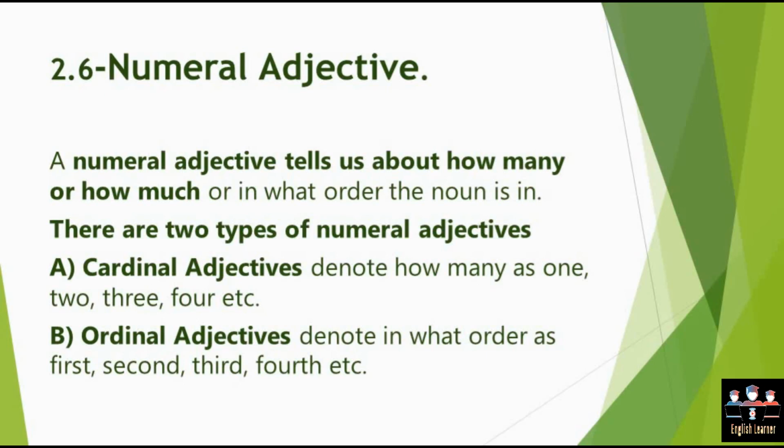Whereas whenever we talk about things with respect to their order, then it will be an ordinal adjective. For example, at which order you are in your family or among your siblings. I am the first one. I am the second one. So first, second, third, and fourth, and so on. This is actually indicating the order.